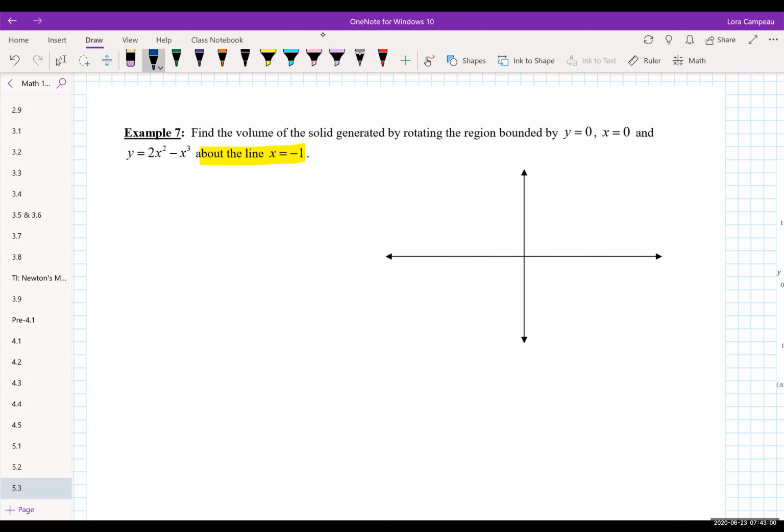I'll do my best to blow this up quite a bit. So that's the line x equals -1. That's my axis of rotation. And now the next thing I want to do is make sure I have the curve down. We've done this curve already, so I'm going to take some liberties. It has a behavior from 0 to 2 that we like, so we're going from x equals 0 to x equals 2. Those happen to be nice intercepts. And then we have our shaded region.